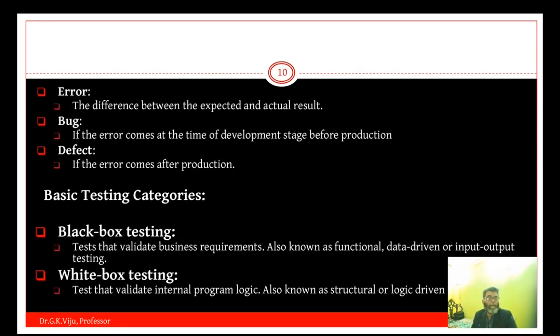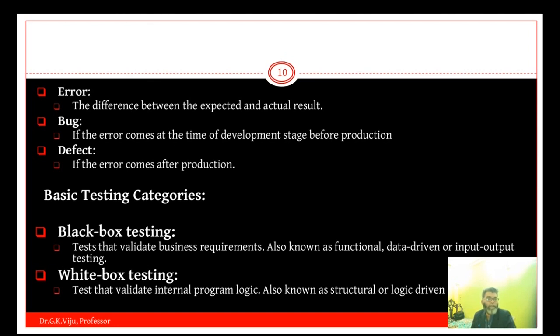What is meant by an error? The difference between the expected and actual result. It is a bug if the error comes at the time of the development stage before production, and a defect if the error comes after production. The basic testing strategies are black box testing and white box testing.